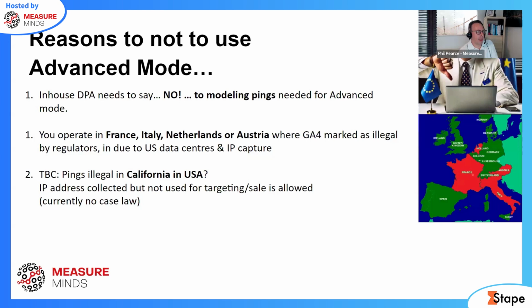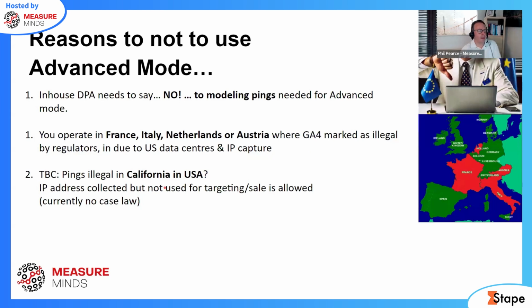Also, if you're in one of these countries in red where Google Analytics has been marked illegal, you're restricted there. Hopefully in January, Chrome will introduce IP anonymization, so that gets around some of these objections from these countries. Also, you can use GTM server side to remove IP addresses on the server side, and that also makes it more compliant, and then you're more likely to be able to use Google Analytics 4 or less likely to get into problems with it.